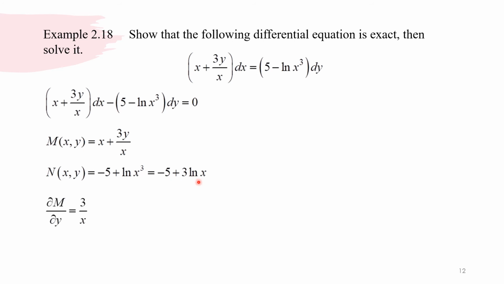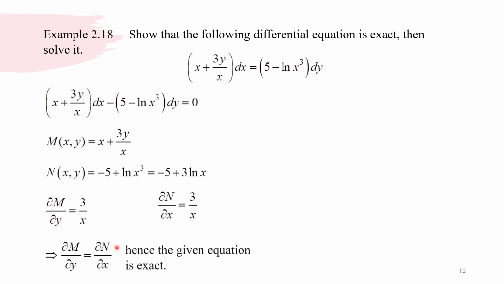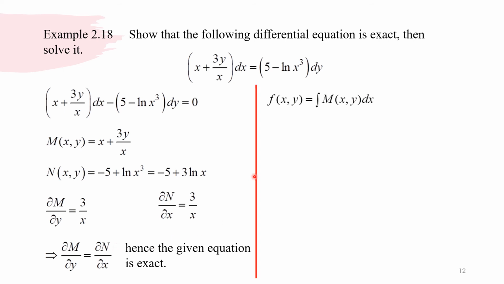Now find del M del y. In this case, the answer is 3 over x. And find del N del x, which is also 3 over x. And since del M del y is the same as del N del x, we conclude that the given equation is exact. Now let us solve for the function f.